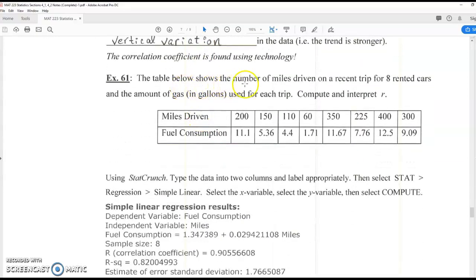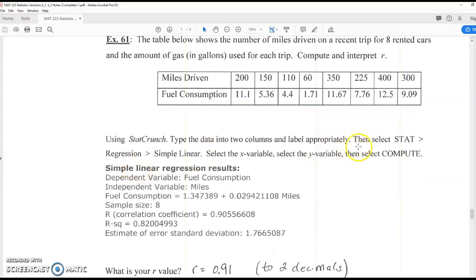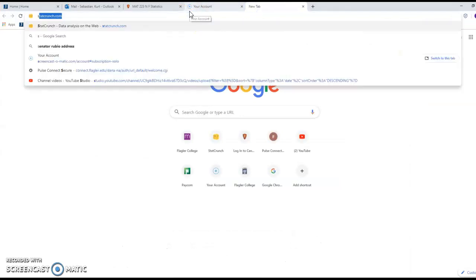The correlation coefficient, though, we find using technology. So the table below shows the number of miles driven on a recent trip for 8 rented cars and the amount of gas in gallons used for each trip. Compute and interpret R. So we can use StatCrunch, and this is how you do it. I'll leave that there for you to read. Let me show you. Oh shoot, I forgot to start it, but let me go ahead and start it real quick. StatCrunch. You guys can watch while I do this.